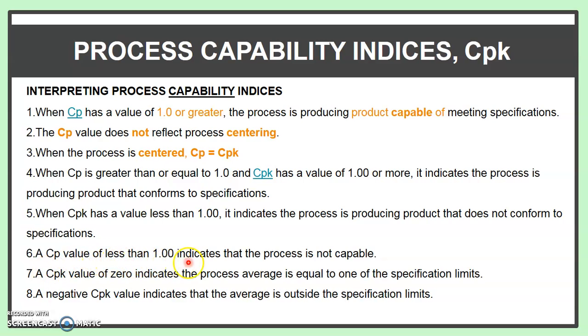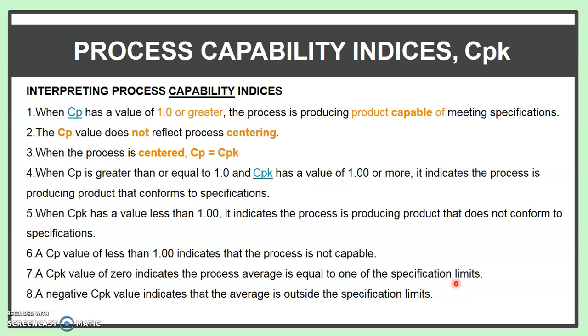A Cp value less than 1 indicates the process is not capable. If it is not centered, then Cpk is not capable. A Cpk value of 0 indicates that the process average is equal to the specification limit, because you're using mean minus LSL divided by 3 sigma. If your process represents 3 sigma, then the specification limit is the UCL and LCL. If they are equal, the Cpk should be 0. Therefore, the process average is equal. A negative Cpk value indicates that the average is outside of the specification limit.